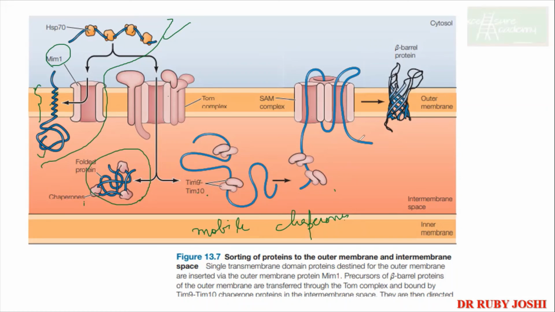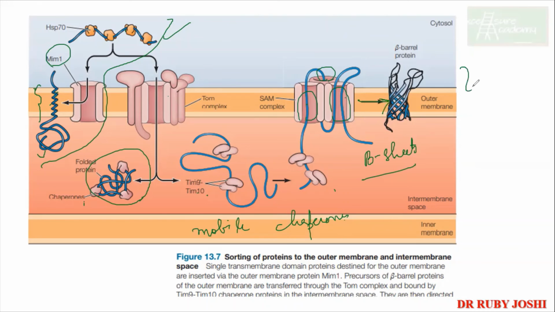What is SAM here? Sorting and assembly machinery. If you see here, we have got 3 subunits present: 1, 2, and 3. So there are 3 proteins. Together, they help in folding so that only a beta barrel or beta sheet is formed. Eventually, the beta barrel protein complex is formed and it is pushed out.